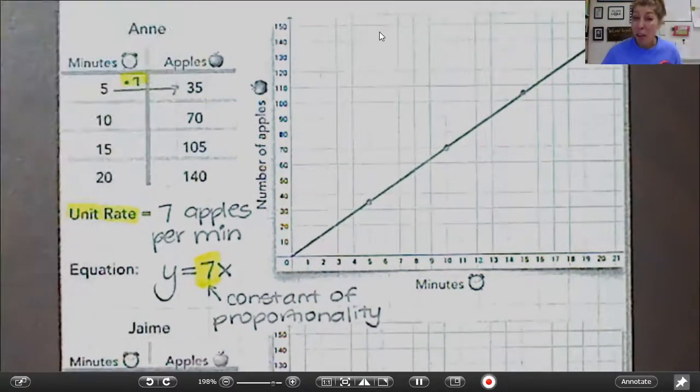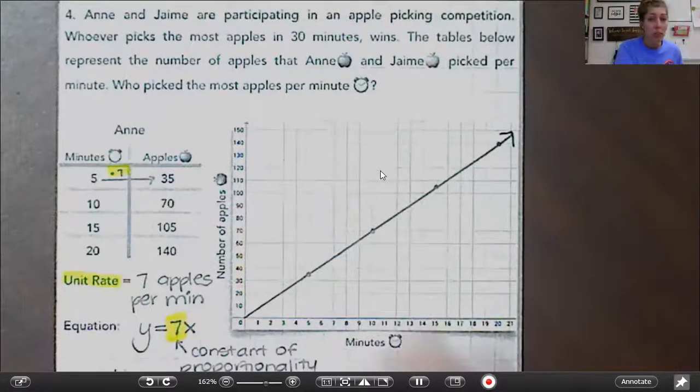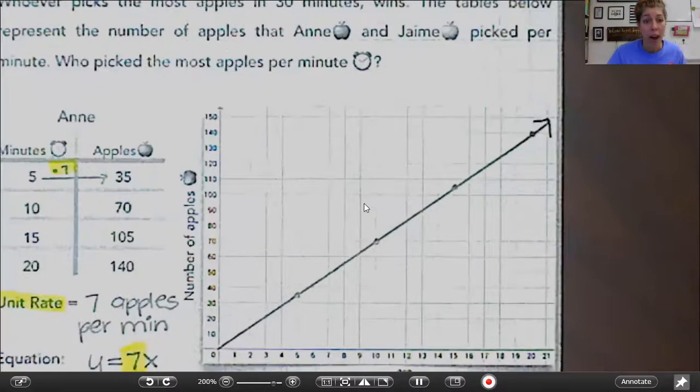Now, where do I see that in the graph, right? What if I gave you just a graph and I said, find the unit rate for me. Where is it located on the graph?